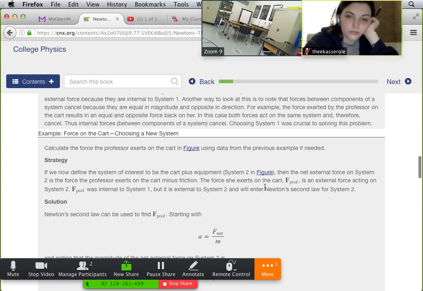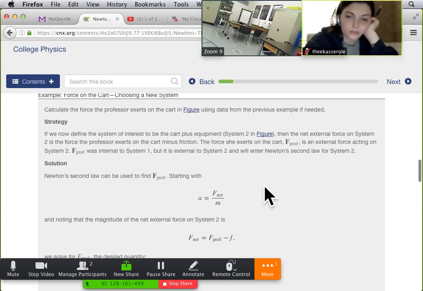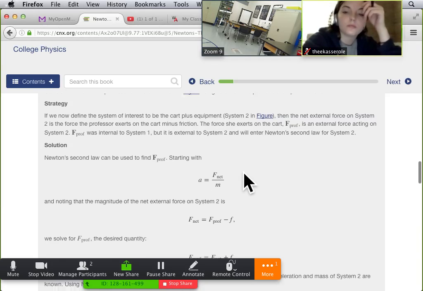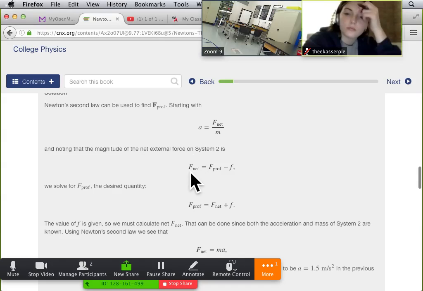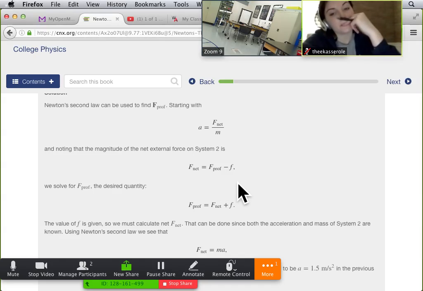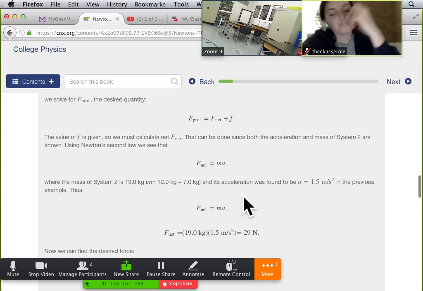What if we do another system? What if we do the system of the professor that doesn't include the professor? It's the same equation. It results in the same things, except that instead of the force from the floor, we're going to have the force from the professor pushing the cart. In other words, we're not taking into account anything that causes the professor to move forward, which also means we're not taking into account her mass.